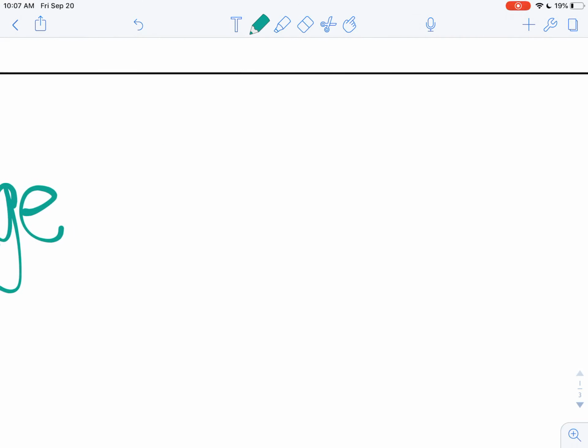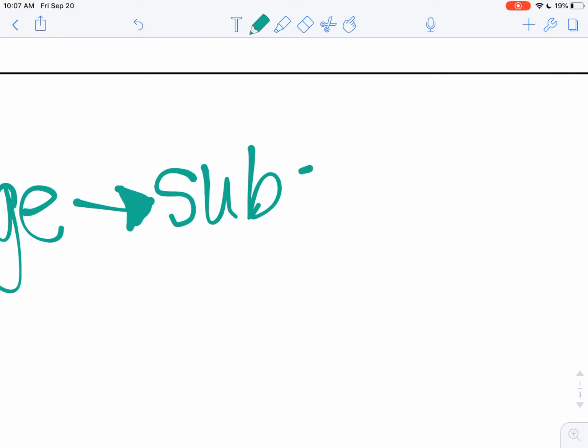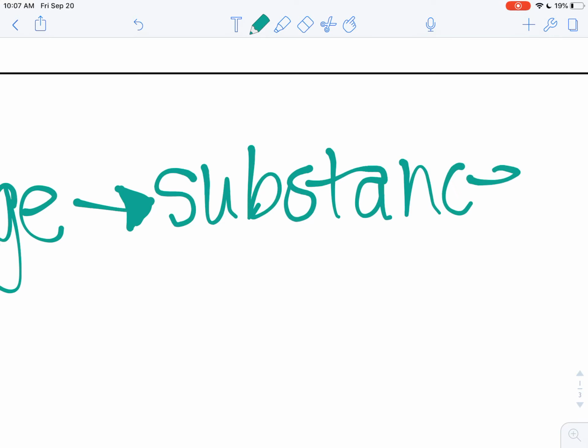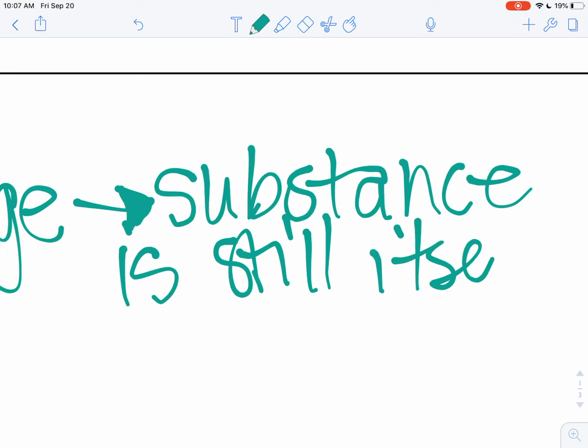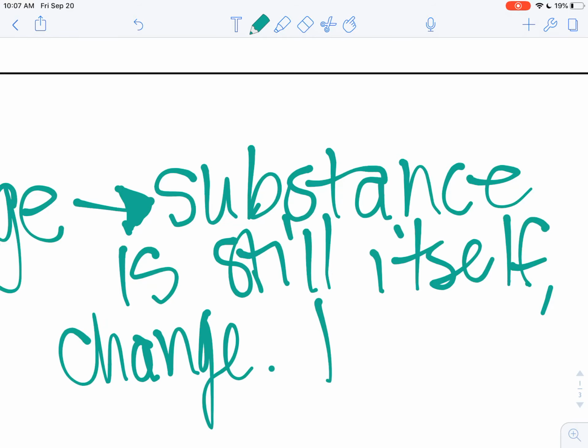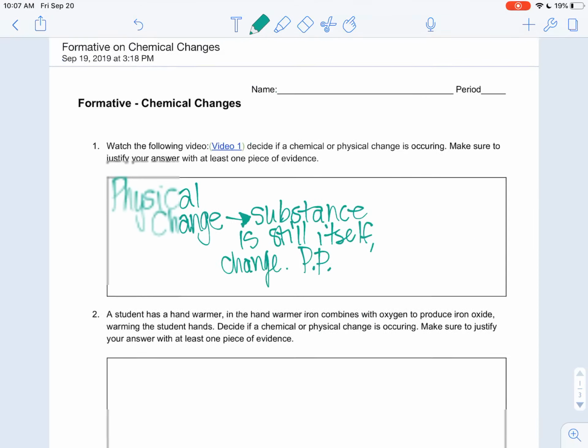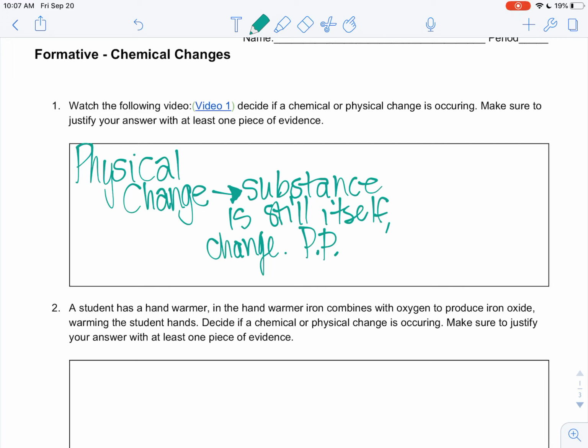Okay, so a lot of students here wanted to give me an observation of she broke the windshield. That's not justification why it's a physical change. It's a physical change because the substance is still itself, and it was only a change to a physical property. So I was looking for something along the lines of that. It's still the substance itself, it's just in smaller pieces. If you just told me the windshield is in smaller pieces, you need to tell me that it was still a windshield, okay?